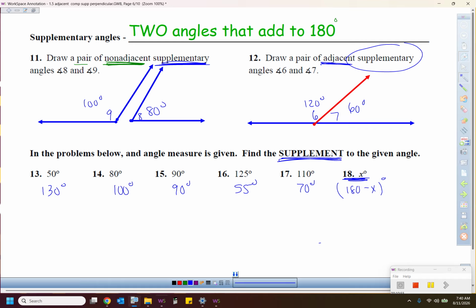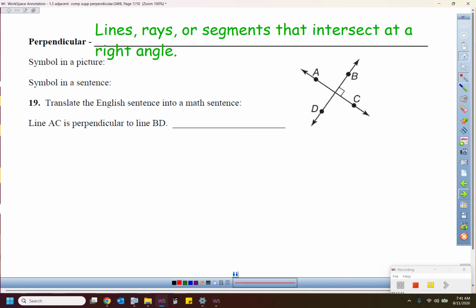So complements, supplements. Easy way I get students to remember that is, they know one of them's got to add up to 90, one of them's got to add up to 180. So if you do complement, which starts with a C, and supplement, which starts with an S, doesn't C come before S in alphabetical order? Well, complement goes with 90 and supplement goes with 180. So alphabetical order matches up with numerical order. C comes before S, 90 comes before 180. So complementary, supplementary.